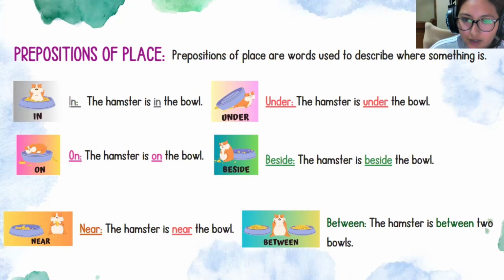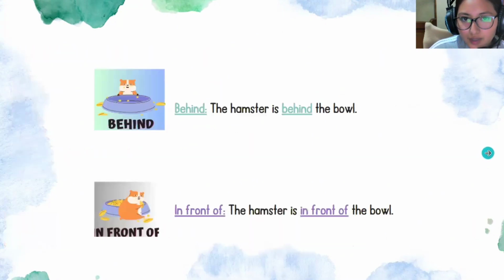Between, the hamster is between the two balls. Behind, the hamster is behind the balls. In front of, the hamster is in front of the balls.